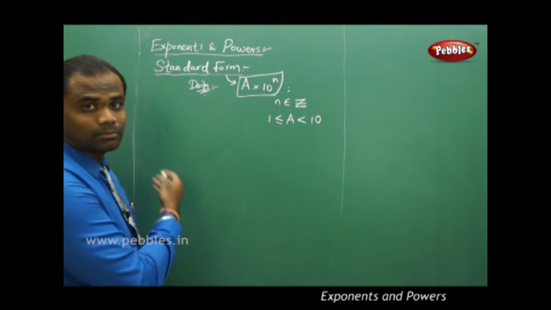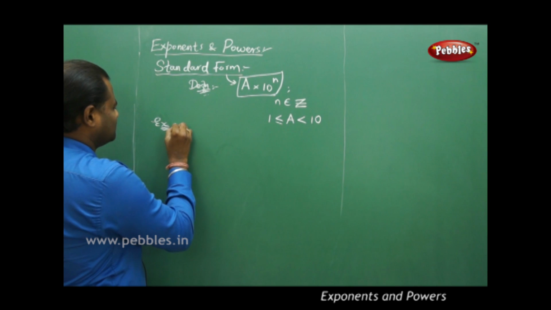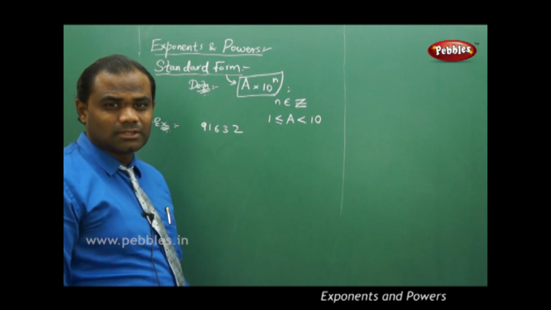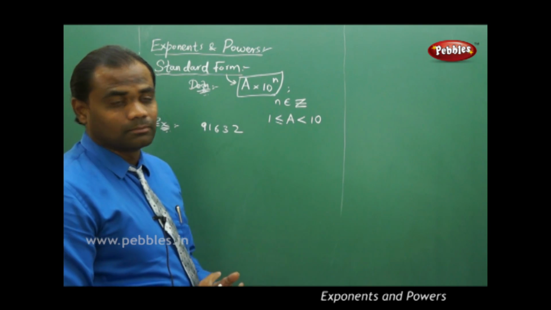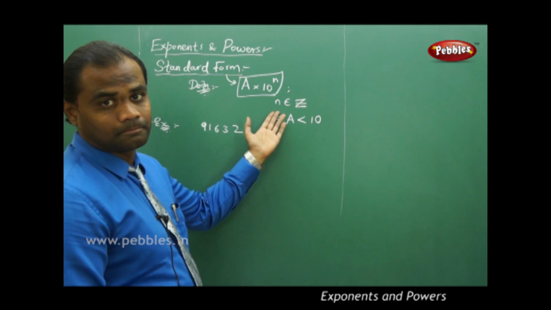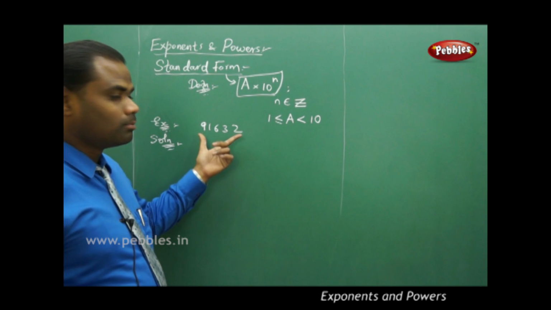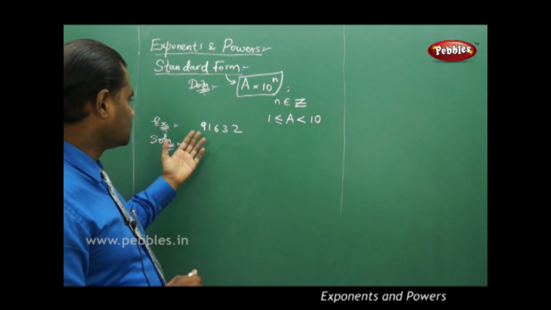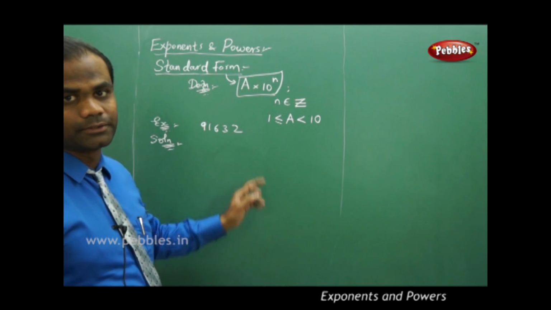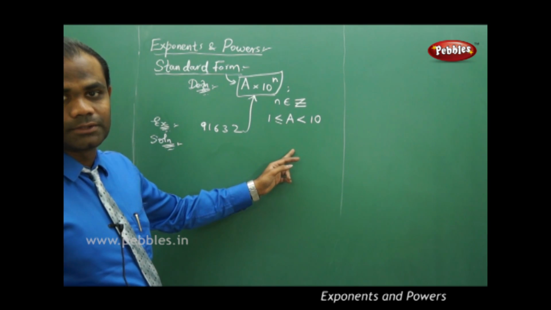So let's take an example problem and solve for different cases. For example, I have 91632. Now this is a number in the 10,000s form, 91,632. I want to convert this into the standard form. So let's take an example problem where we are going to convert this given number into a standard form. It is in its 10,000s place, where it is 91,632. Now I want to convert this into the standard form using the definition with these two conditions.